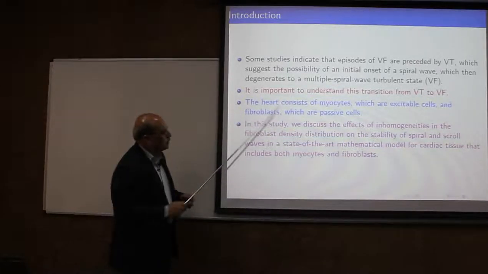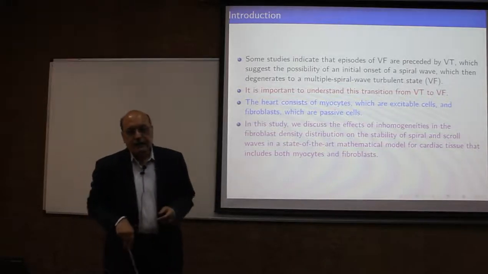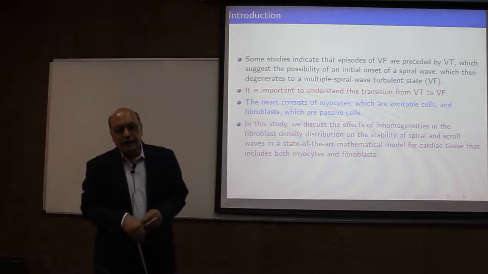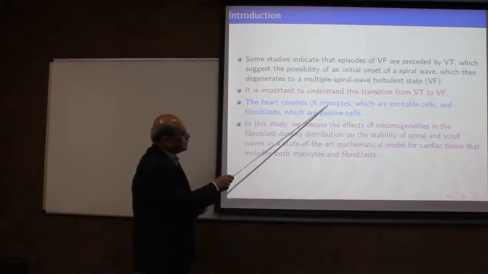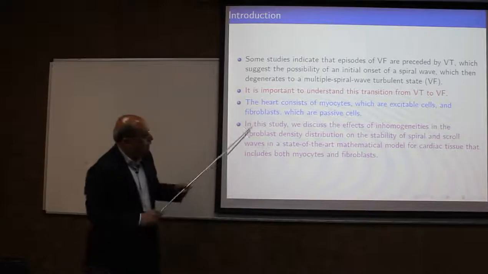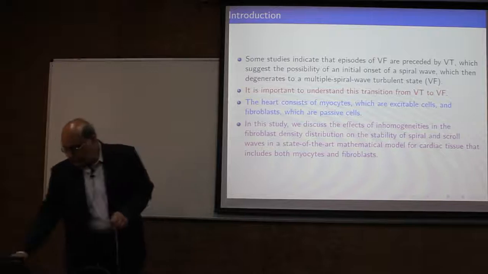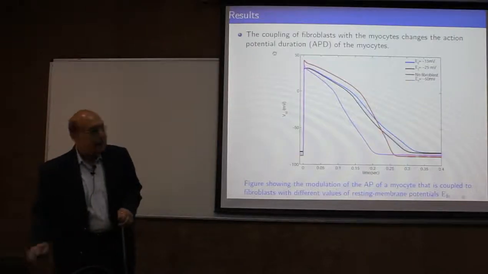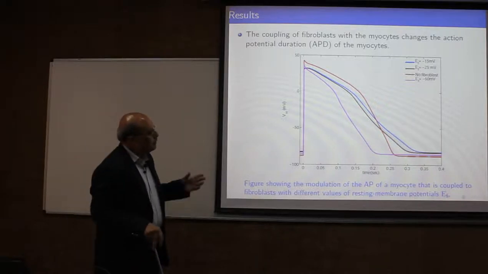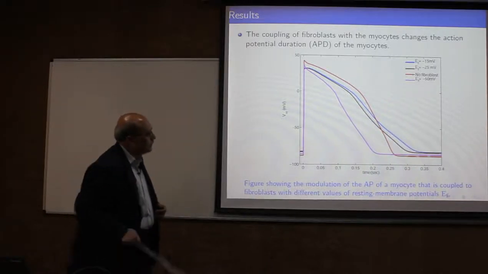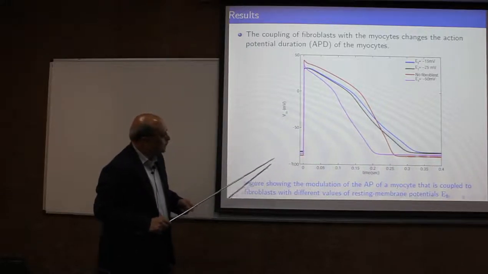It is important to understand this transition, and we do so by studying it in state-of-the-art mathematical models for cardiac tissue, which include myocytes, which are excitable cells, and fibroblasts, which are passive cells. In particular, in this study, we examine how these waves are broken up by gradients in the fibroblast density. First, look at the case with just individual cells.